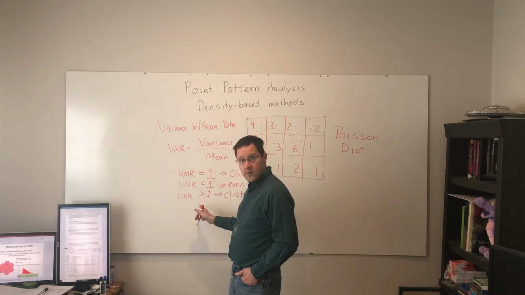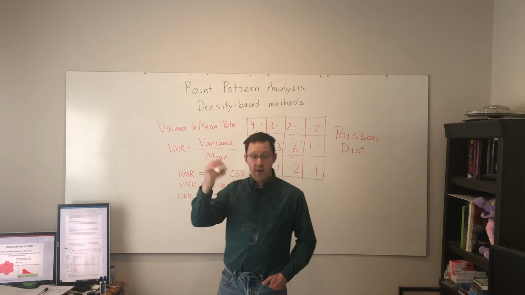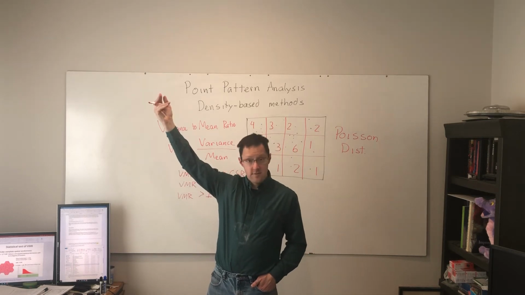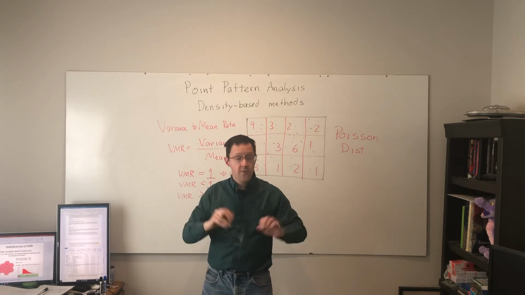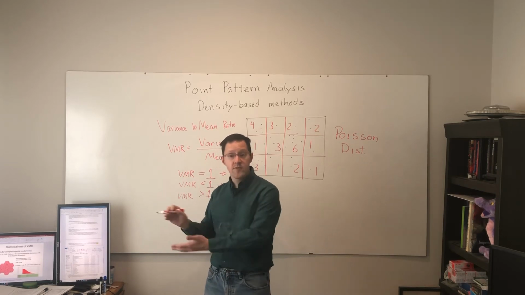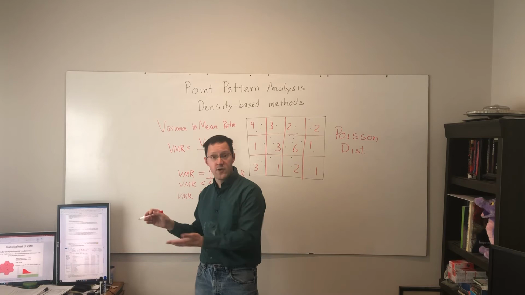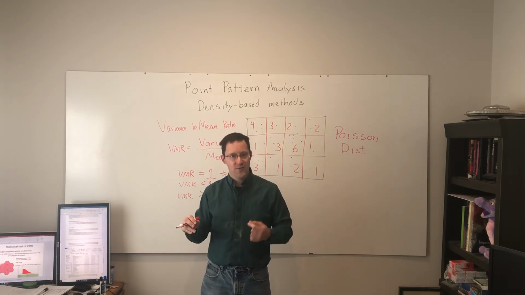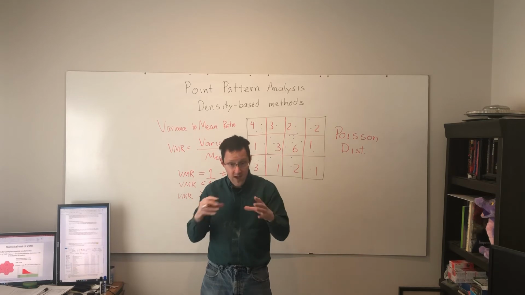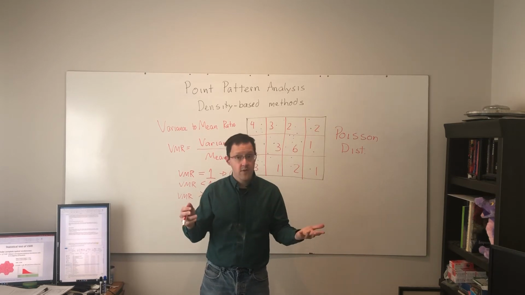That means if it's greater than 1, my variance is higher. Okay, how do I get a really high variance? I have some cells with a whole lot of points and some cells that are empty or have very few points. Okay, that means I must have had a clustered distribution because those cells that have a lot of points, that's where the clusters are.